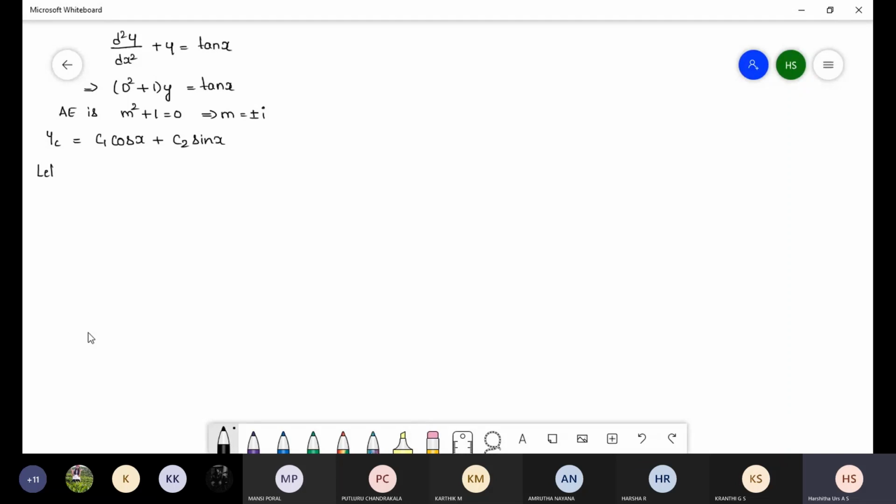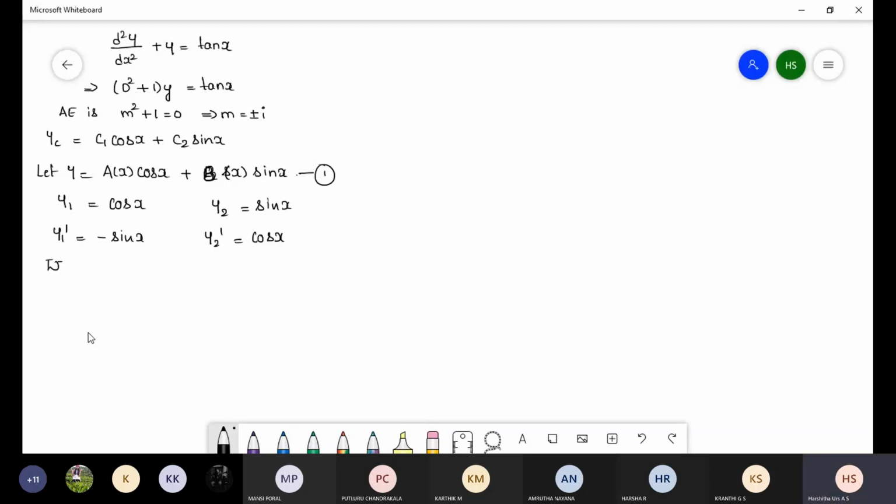Again, let y is equal to a of x cos x plus b of x into sin x. Next, y1 is cos x, y2 is equal to sin x. Call this one as the equation 1. y1 dash, differentiation of cos x is minus sin x. y2 dash, differentiation of sin x is cos x.